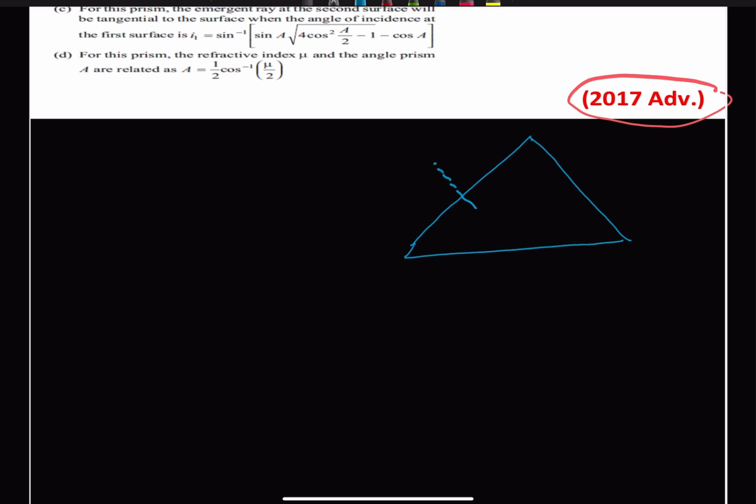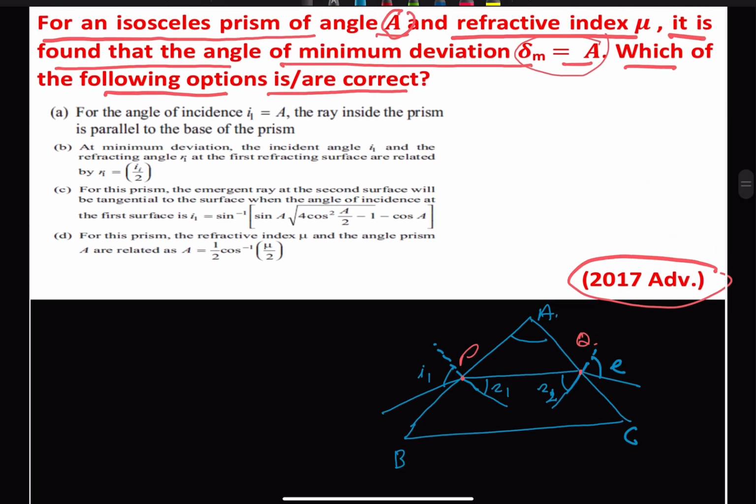Suppose this is the normal, we have the angle of incidence, let us suppose, given as I1, and this will be our refraction R1, and on the other side this will be our angle of emergence, and this will be our R2, and this is our angle of prism A. Let us call this B and this C, and these points P and this point Q. And for minimum deviation, the condition given to us is that our delta m is equal to A.